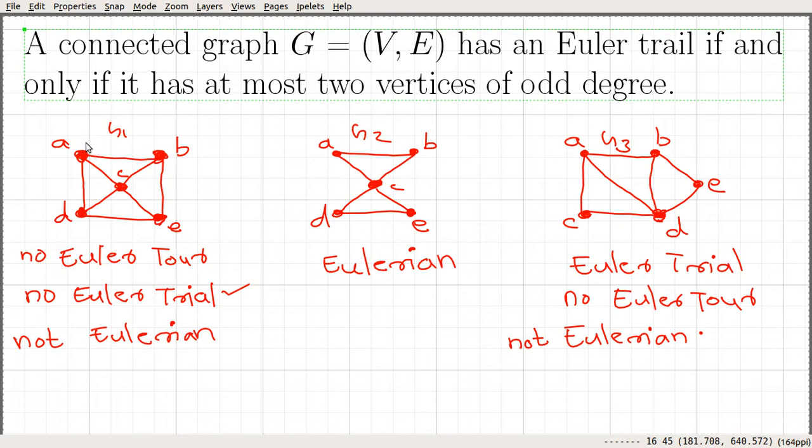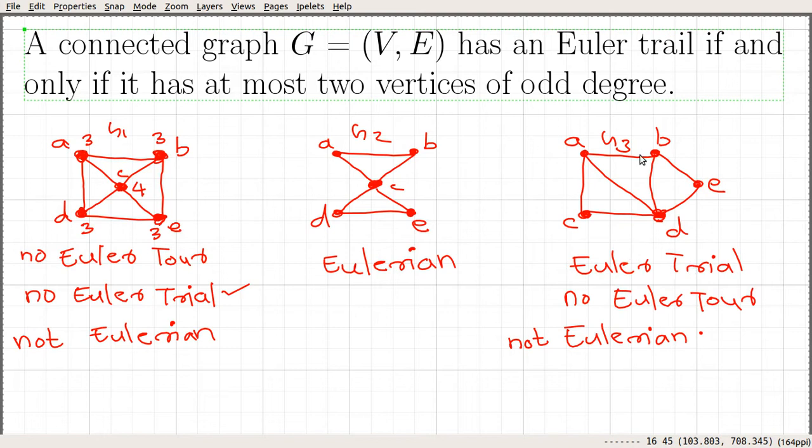If you look into this graph, you can see that the degree of this vertex is 3, this vertex is 3, this is 3 and this is 3. So it has 4 vertices of odd degree and one vertex of degree 4, which is C1, right? If you believe in this statement, then this graph doesn't have an Euler trail. Now if you look into this graph, you can see that this graph has an Euler trail.